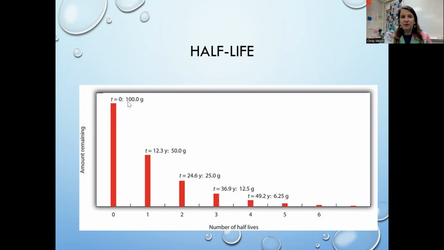So we start with 100, and then we go down to 50, and then we have 25, and then we have 12.5, and then we have 6.25. So we decrease our sample by half every half-life. And you can see that the time is in years. This is 12.3 years. We double this time, 24.6 years. We add 12.3, 36.9 years, and so on and so forth. So each half-life adds 12.3 years to this graph.